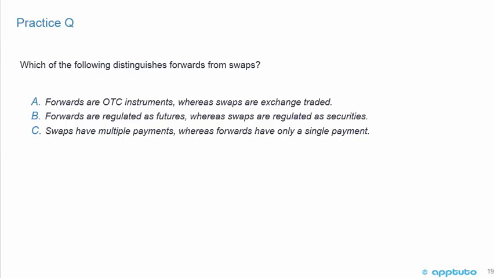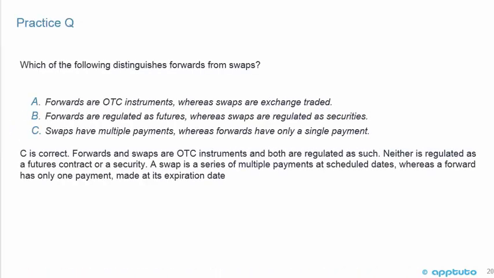Another quick practice question. Which of the following distinguishes forwards from swaps? A, forwards are OTC, over-the-counter instruments, whereas swaps are exchange traded. B, forwards are regulated as futures, whereas swaps are regulated as securities. C, swaps have multiple payments, whereas forwards have only a single payment. I think that was an easy question.